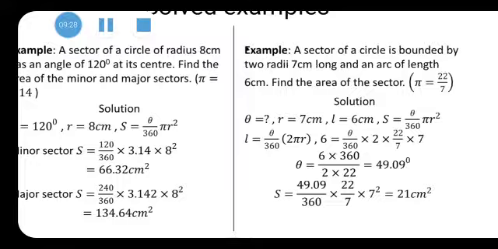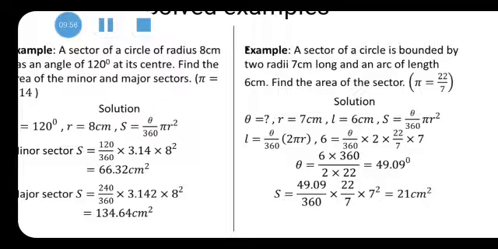Example 2. A sector of a circle is bounded by two radii, 7 cm long, and an arc of length 6 cm. Find the area of the sector. Take pi as 22 over 7. Again, the first thing to do is to list all the parameters given in the question. No angle was given, as a matter of fact, it is needed. The radius is given and the length of the arc, which is part of the sector, is given as 6 cm.